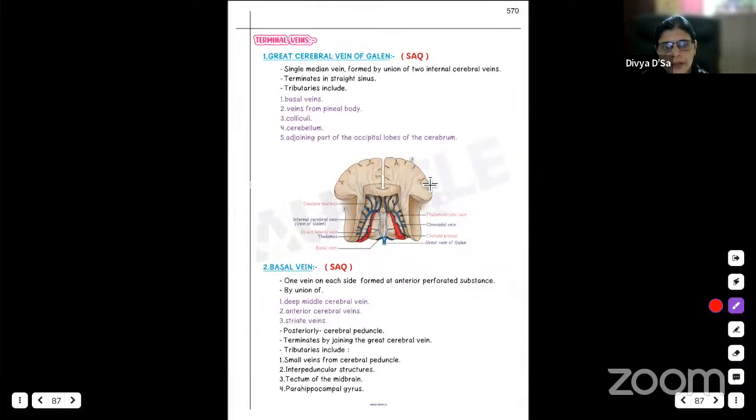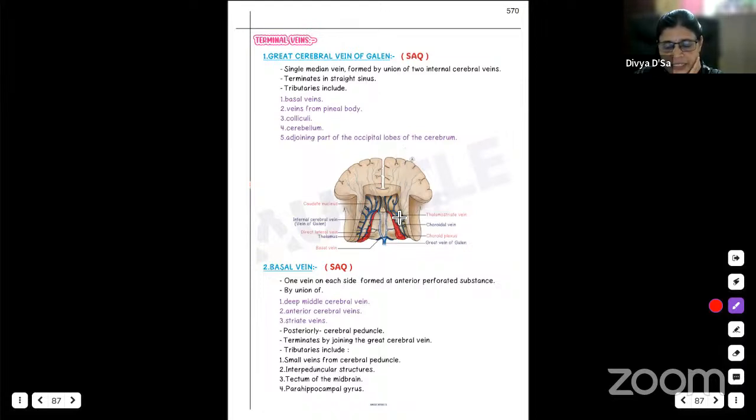Next is the great cerebral vein of Galen. So this is usually a commonly asked short answer question. So great cerebral vein here, it is a single median vein. Okay, so it is seen in the center, a median vein, formed by the union of two internal cerebral veins. So where does it terminate? It terminates in the straight sinus.